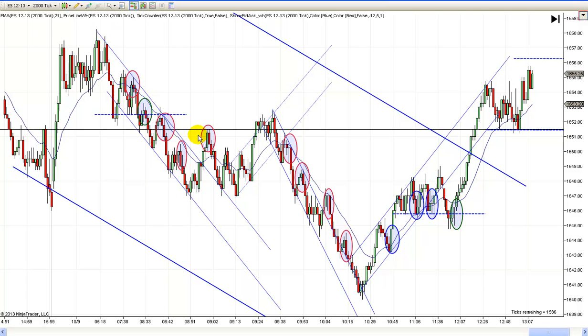Then we get a break. We take a couple legs down. We try to get a new low. We don't quite get it, but it's close enough. And then you get a two-legged correction in there, and then you get another leg down. And this is classic price action.